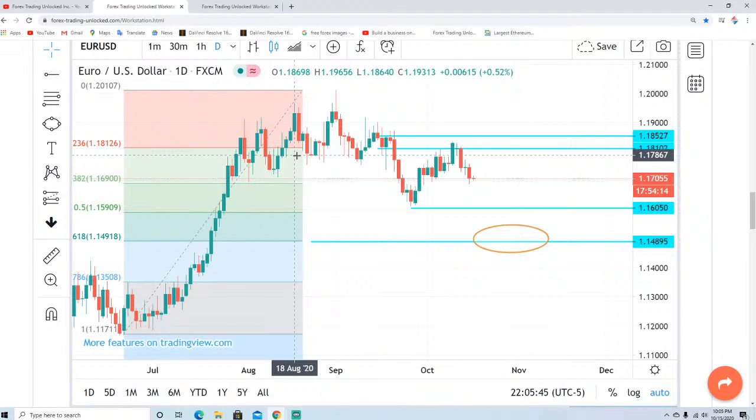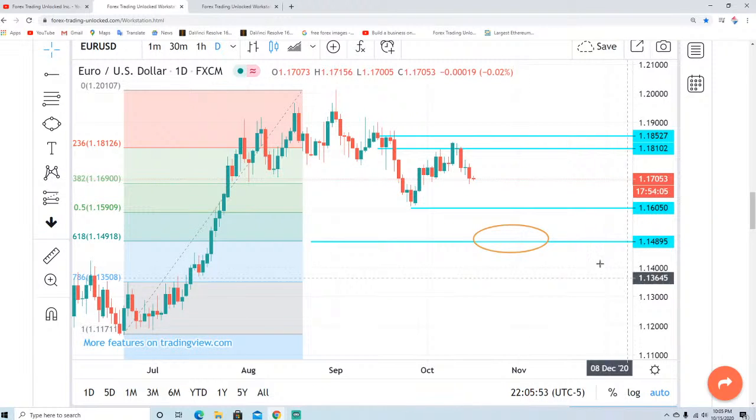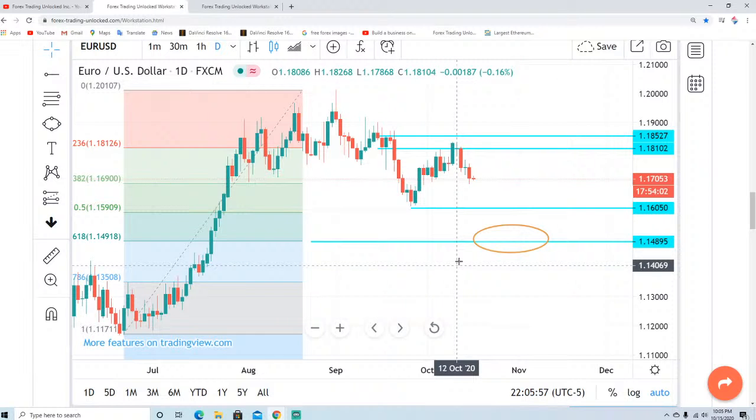Typically for something like this, you would get a bigger move that would probably get us, I think, below the 1.1489 area and more towards this 1.14 and a half down to 1.14 even area. So we'll see what happens, that's for sure.